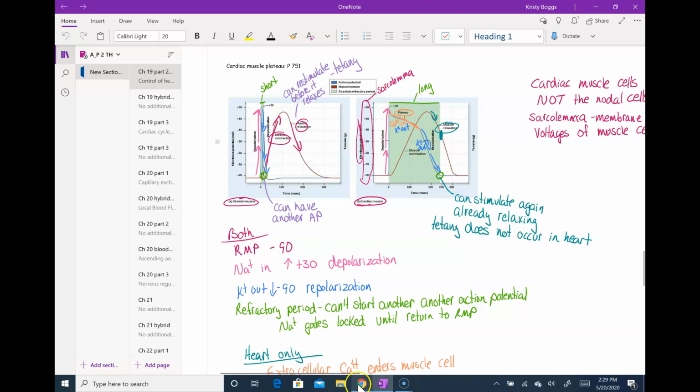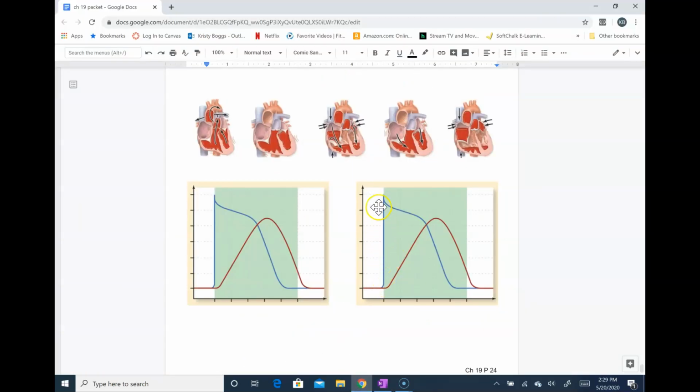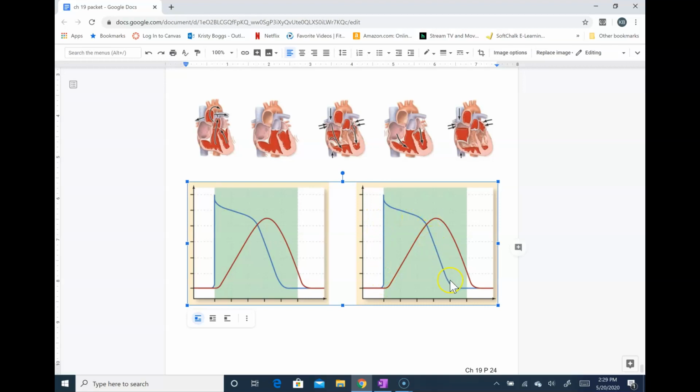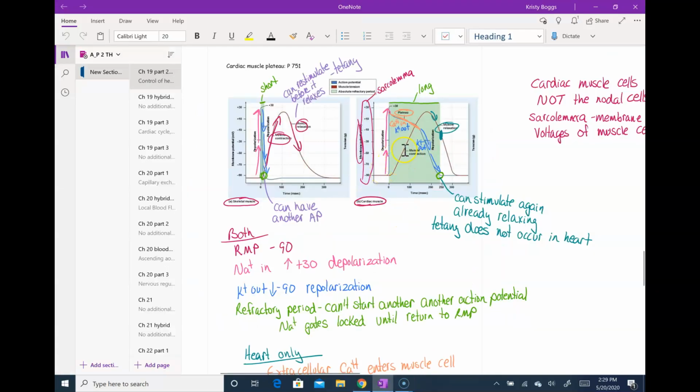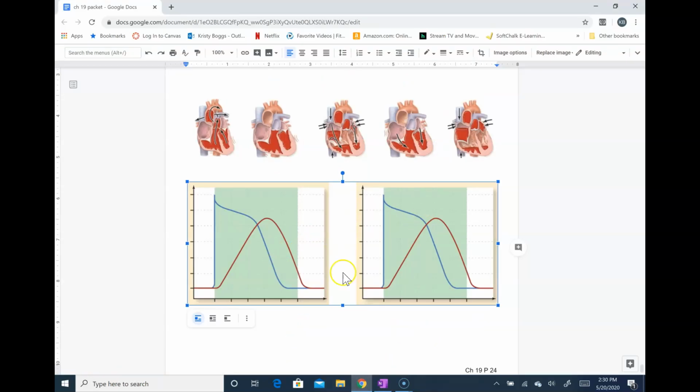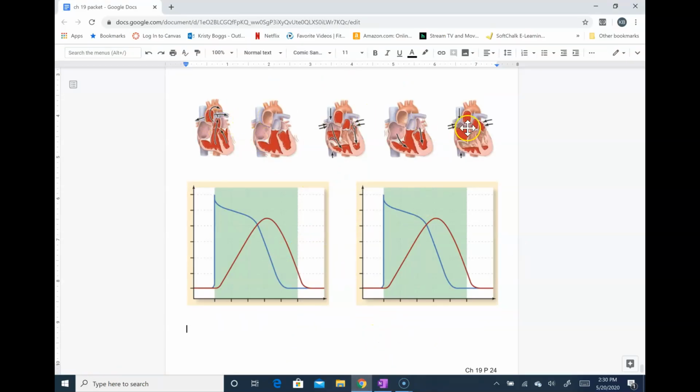The blue line shows the electric events: depolarization, plateau, repolarization. The red line shows what the muscle's doing. So the blue line is what's happening electrically. The red line is what's happening as far as the contraction. So here you have muscle contraction, and notice that happens at the same time as plateau. So plateau and contraction occur. Then you have repolarization, and during repolarization, the muscle starts to relax. So you're going to match up these with your cardiac cycle also.